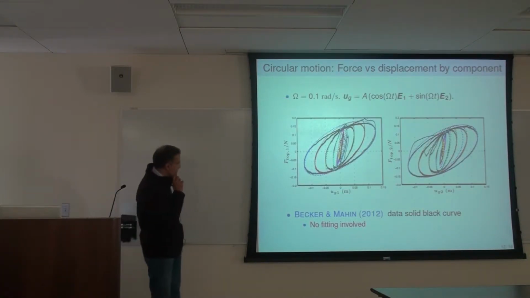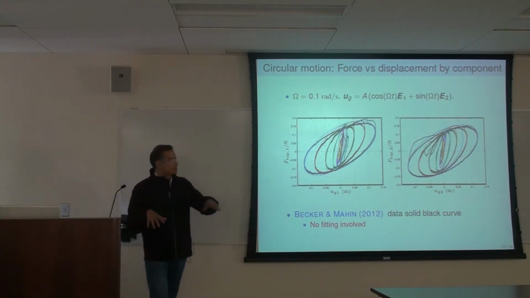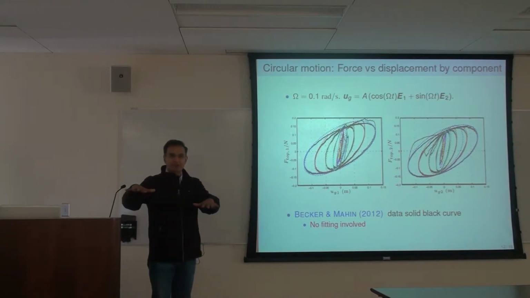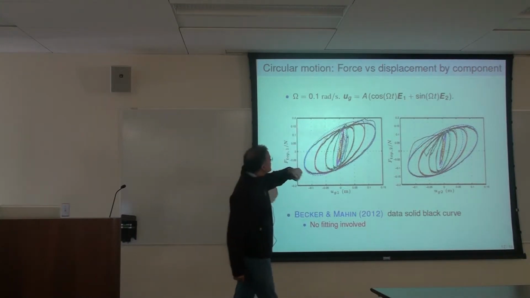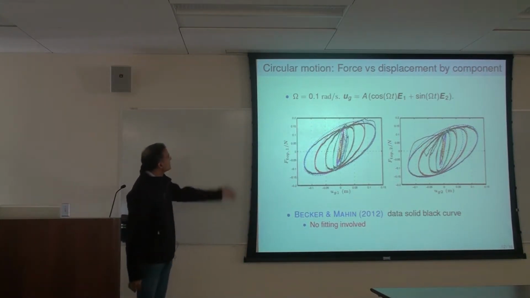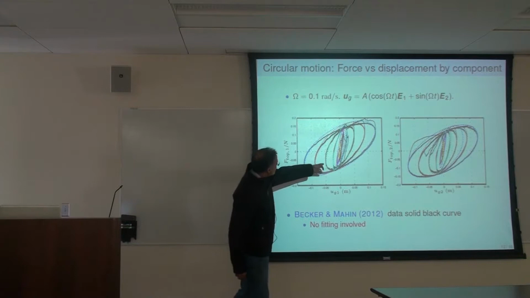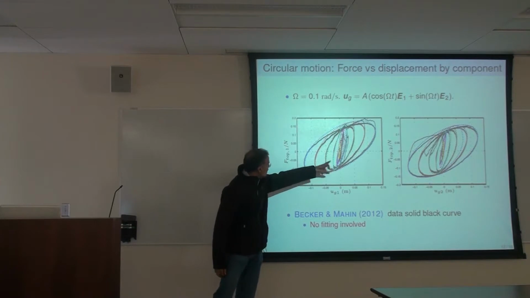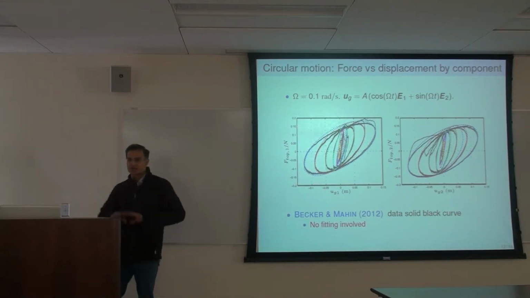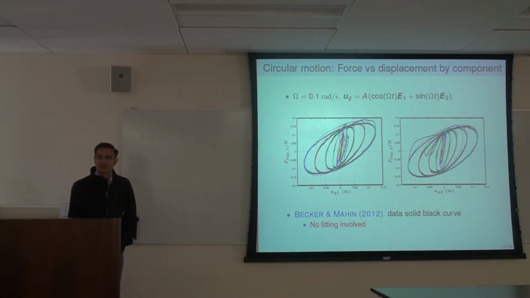This is the experiment of Becker and Mahan. And in this experiment, this one is the circular motion. So they're driving the base in a circular pattern. So the two components of the base motion are just sine cosine, 0.1 radians per second. And the black curves here are the measured data. And then the colored lines are the response of the model. Okay, just using the geometry and the measured friction for that bearing.